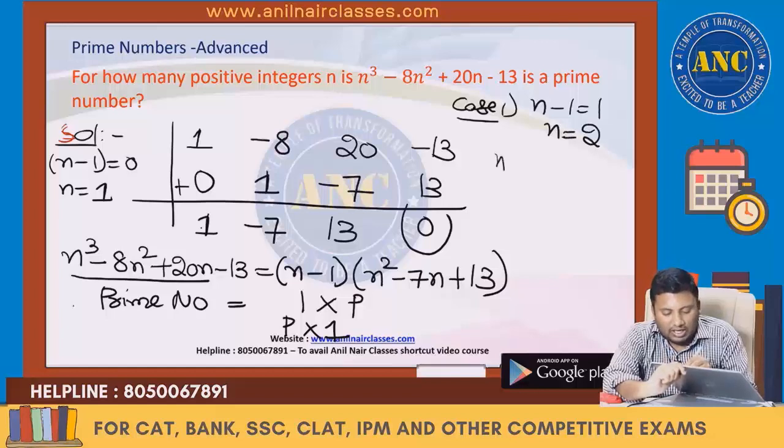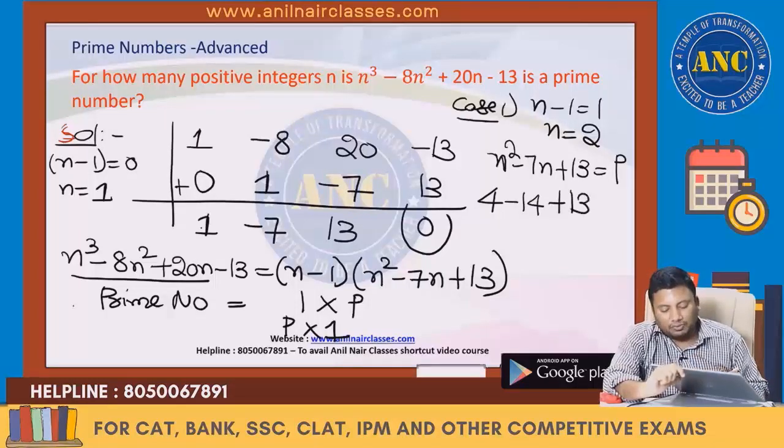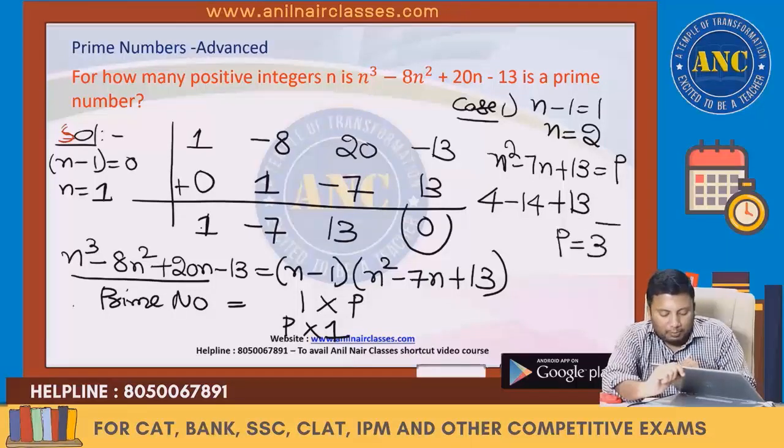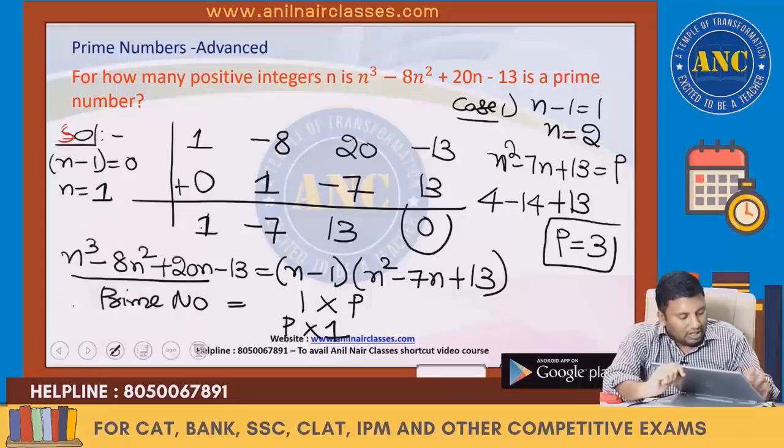So the next step is n square minus 7n plus 13. It should give me p, which is a prime number. 2 square is 4. 4 minus 7, 2s are 14, plus 13. 13 plus 4, 17. 17 minus 14, yes, p. p is 3. 3 is a prime number. This is clear. I hope it is clear.